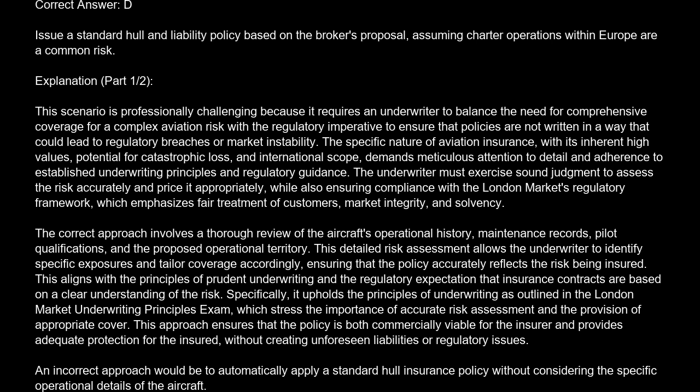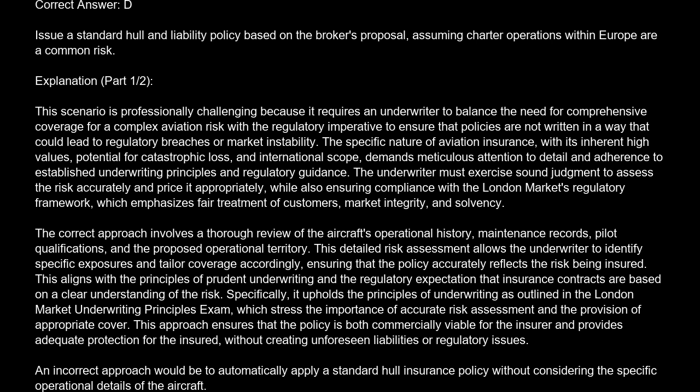The specific nature of aviation insurance, with its inherent high values, potential for catastrophic loss, and international scope, demands meticulous attention to detail and adherence to established underwriting principles and regulatory guidance. The underwriter must exercise sound judgment to assess the risk accurately and price it appropriately, while also ensuring compliance with the London market's regulatory framework, which emphasizes fair treatment of customers, market integrity, and solvency. The correct approach involves a thorough review of the aircraft's operational history, maintenance records, pilot qualifications, and the proposed operational territory.